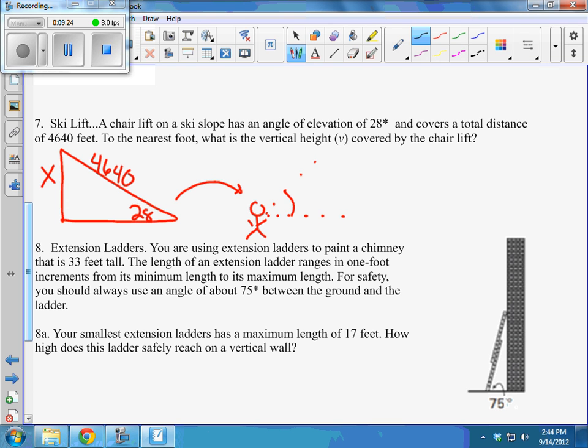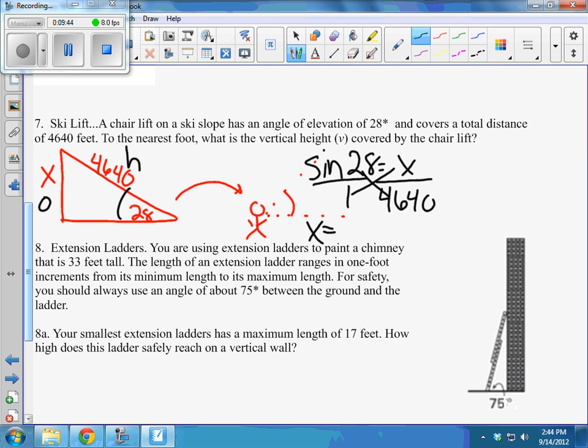So again, based on this angle, I've got opposite, hypotenuse, that says I should use sine. So sine of my angle, and then opposite over hypotenuse. And the nice thing about this one is once I type it into my calculator, I'm done, because x times 1 is x, and sine of 28 times 4,640 rounded gives me 2,178 because it says to the nearest foot. So I'm going to ignore that 0.3 at the end.